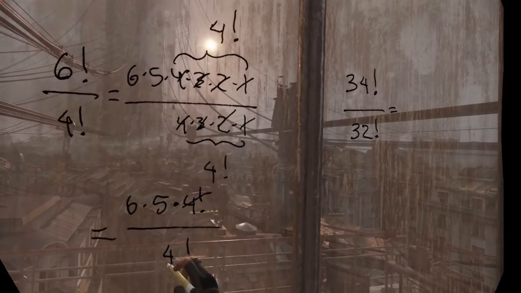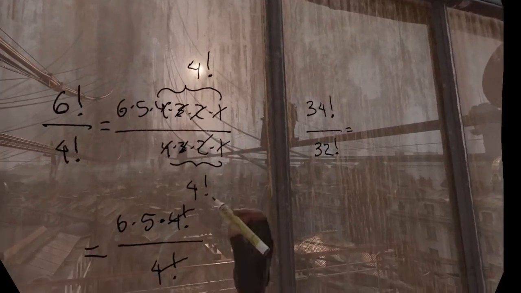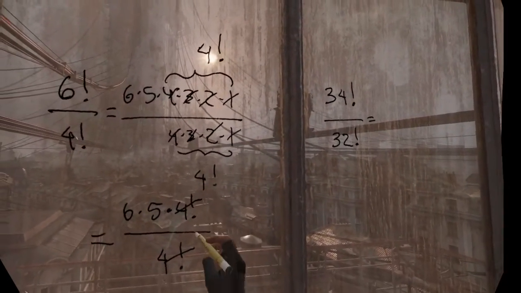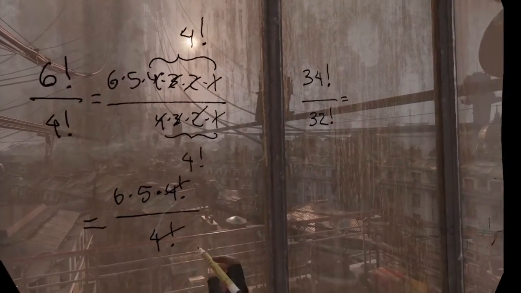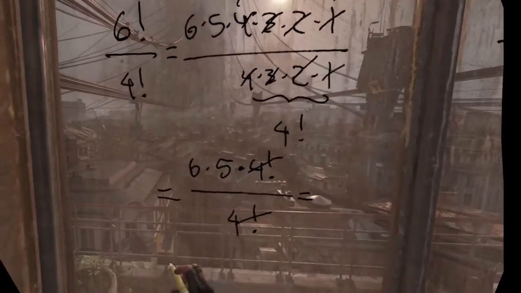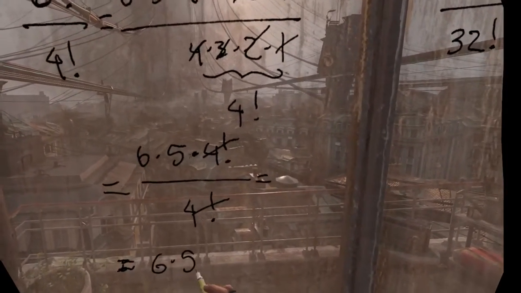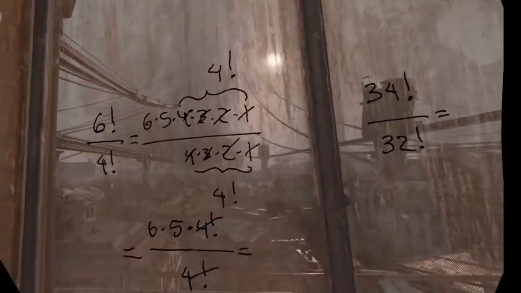Now, crossing out the 4 factorials, I can do that. It's the same thing as crossing out each individual number here, but it saves us a lot of writing, right, and a lot of calculations there. So now crossing out the 4 factorials, because anything over itself is really just 1, leaves us with what? With just 6 times 5, which is 30. So the answer there is 30.